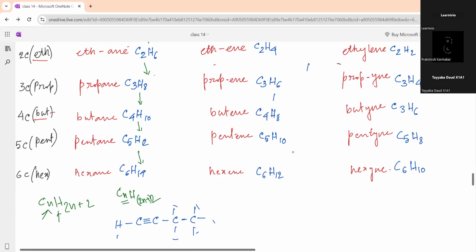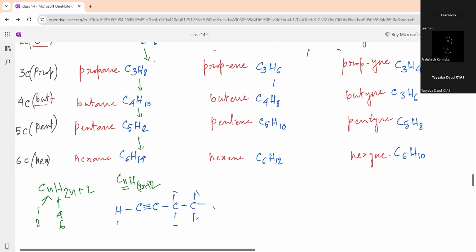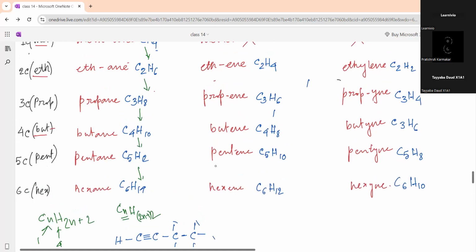If n is equal to 1, it will be 4, because 2n plus 2 will be 4. If n is 2, calculate from here: 2 into 2, 4 plus 2, that is 6. If n is 3, then it will be 2 into 3, 6 plus 2, 8, right? So can you see that this is similar to this? When it is 2, it's 6, when it's 3, it's 8, right?